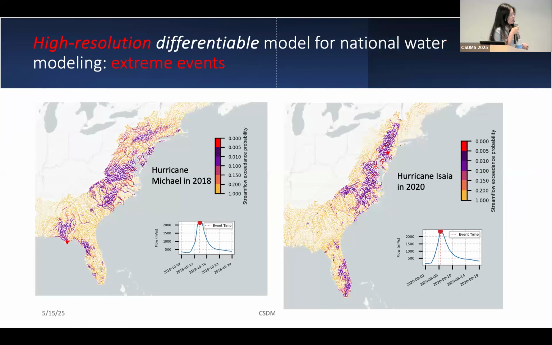Then let's look at some extreme events captured by this model. We look at two hurricanes, in 2018 and 2020. The colored part shows the regions predicted by the model to be under the effect of the hurricanes. The red color means the streamflow has a very low exceedance probability, meaning the magnitude of the streamflow is much higher than the historical records. And this is the real trajectory of the hurricanes. See these two, the patterns predicted by the model matched well with the trajectory of the real hurricanes. That means the differentiable models can well predict those extreme events.